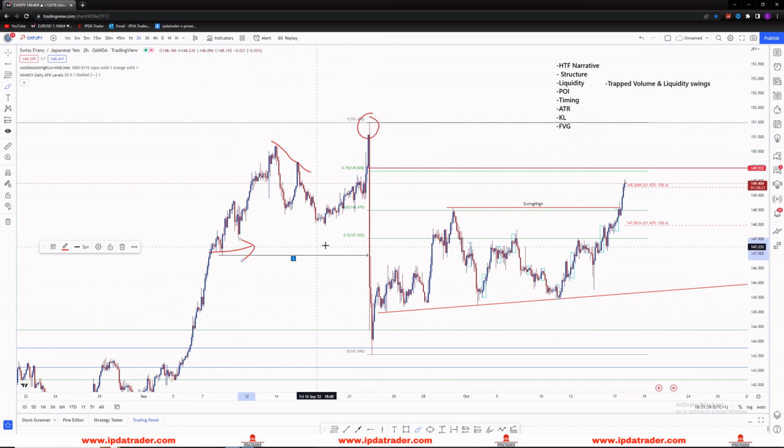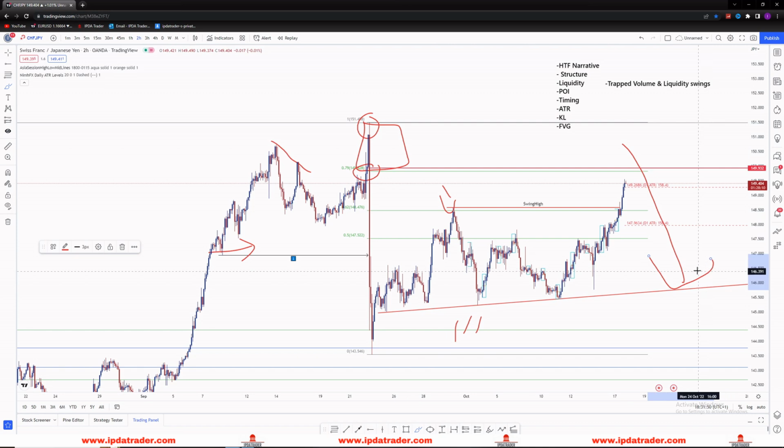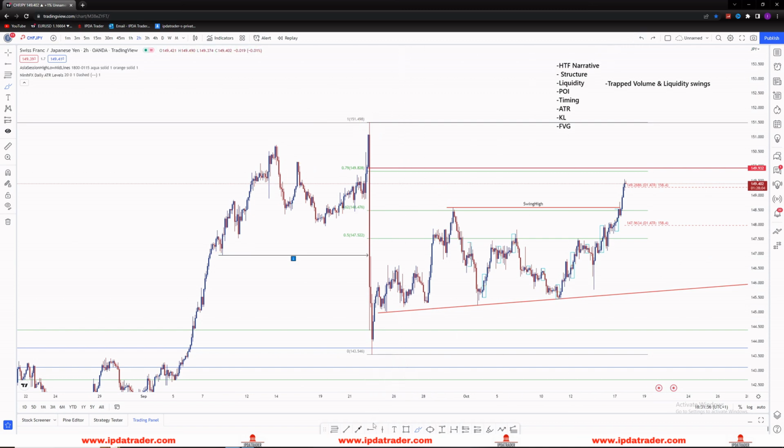We've broken a below structure. We've engineered liquidity on the bottom. We've cleared swing high on the top. We are moving into discount. We're moving into a POI. This should be a high probability selling area to clear some liquidity on the downside, right? Now, obviously, you still want to be able to play both sides.